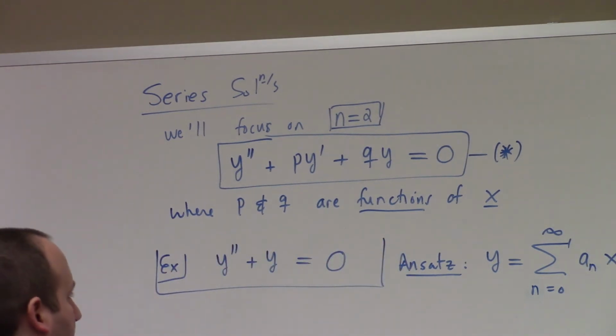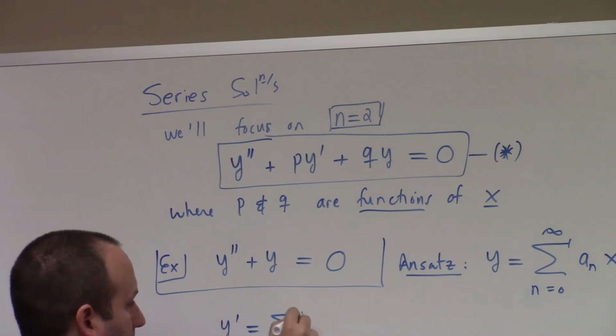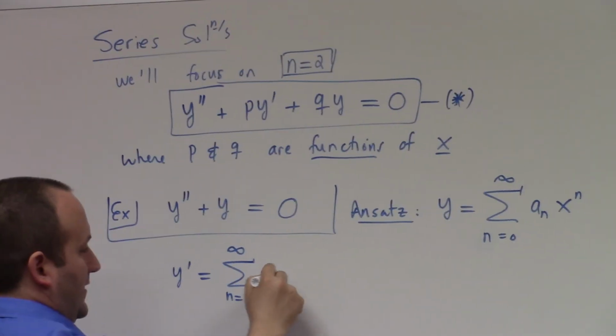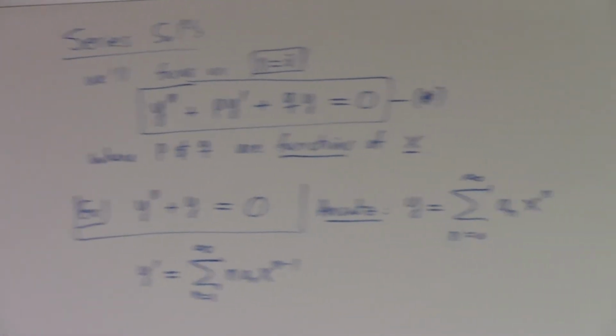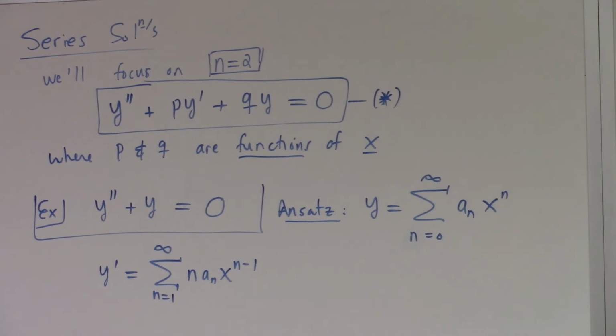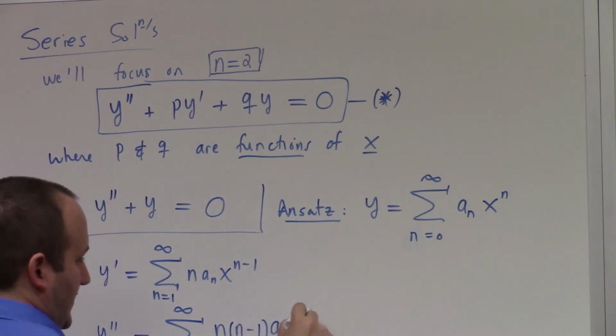So what's y prime? The sum n equals 1 to infinity of n a sub n x to the n minus 1. Why did I drop the n equals 0 term? Well, n equals 0 is a constant, so that differentiates to 0, so I can drop that out. What's y prime prime? The sum n equals 2 to infinity of n times n minus 1 times a sub n x to the n minus 2.